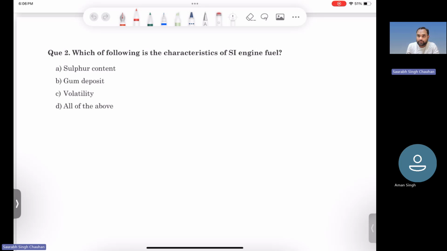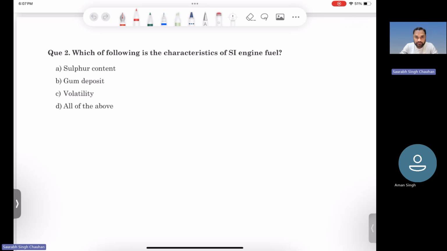Sulfur content is a very important characteristic of the fuel, because if there is more sulfur content, it tends to reduce the auto ignition temperature, right? And if the auto ignition temperature of the fuel is reduced, then the fuel will be more prone to knocking. So sulfur content should be very less or zero. Yes, it is a characteristic of SI engine fuel.